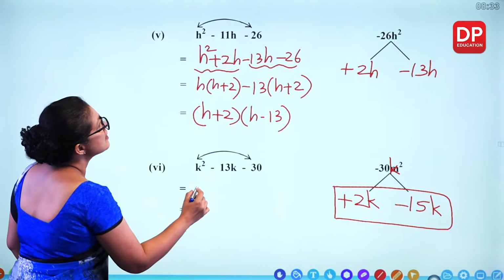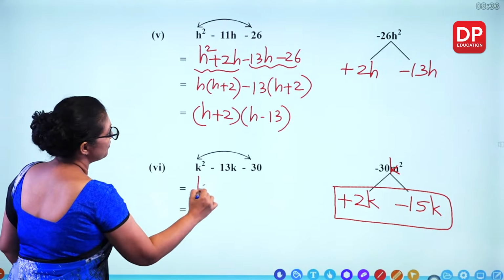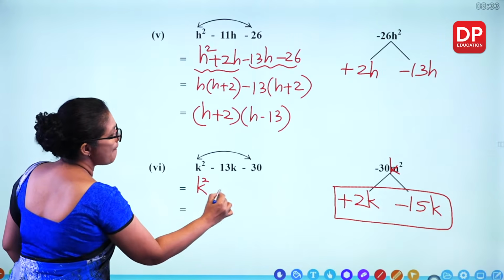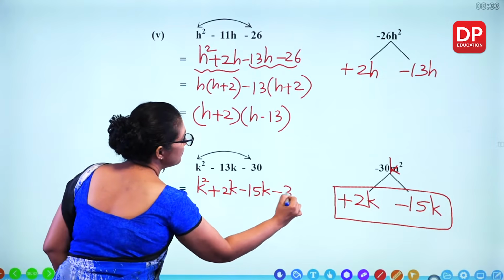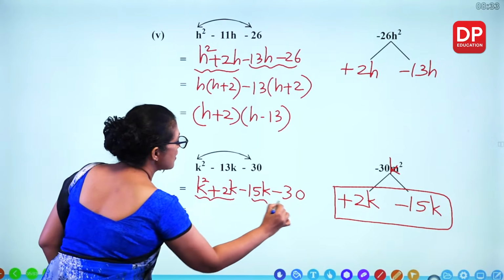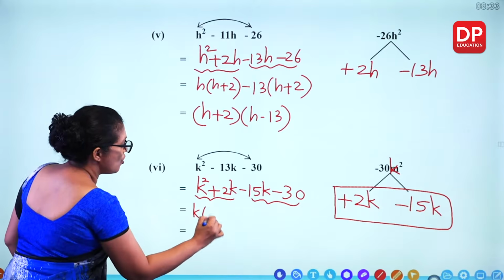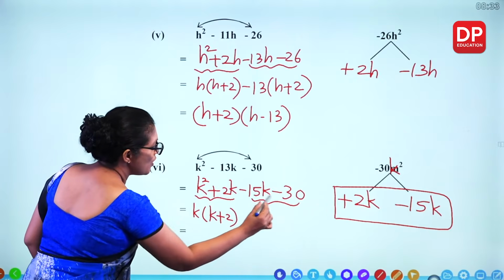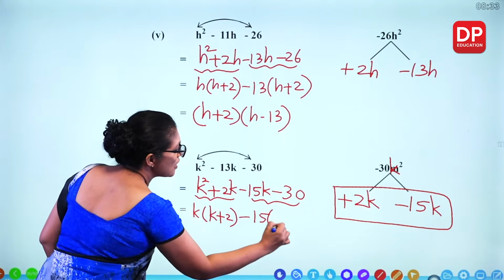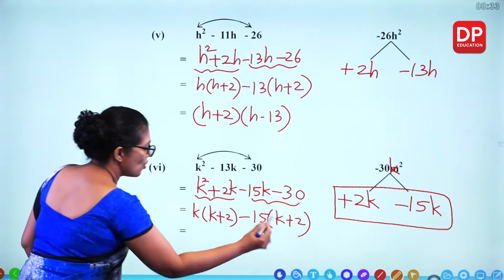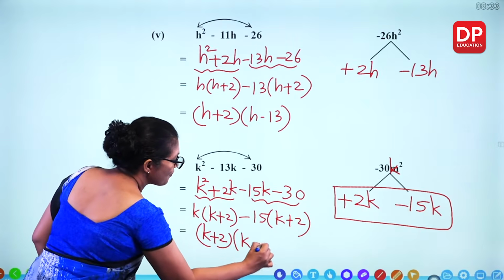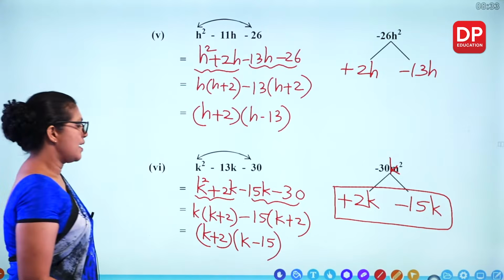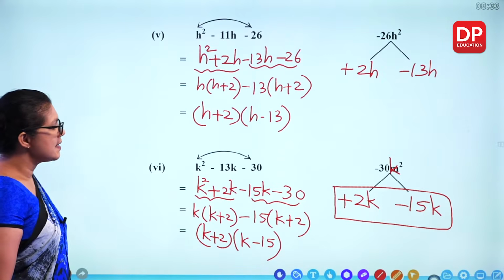Now split the middle term. k squared plus 2k and minus 15k. When you take first 2, k plus 2. When you take minus 15 out, that's k plus 2. k plus 2 is common. And k minus 15 is remaining.